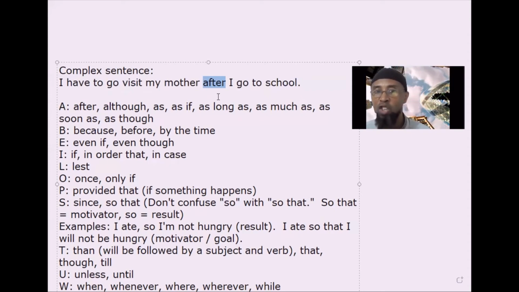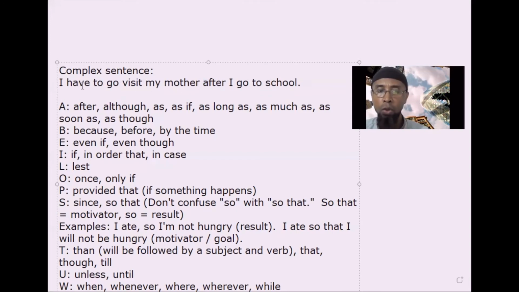There's now a relationship between the two sentences. All right. So this is something that I'm going to do after I go to school. Okay, I have to go visit my mother after I go to school. So obviously I'm going to go to school first, and then after that I'm going to go visit my mother. All right, so there's a relationship between the two. They don't just stand alone. There's a relationship between the two sentences. So it's a complex relationship.